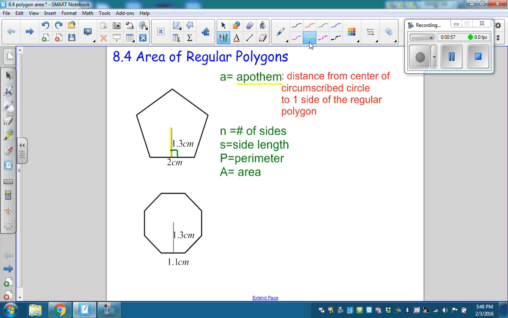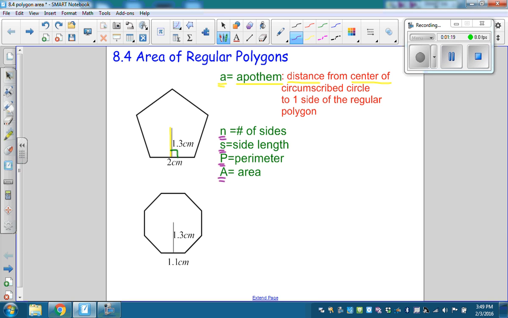So if you look at what I wrote here, it's the distance from the center of the circumscribed circle to one side of the regular polygon. It could be to any of the sides. So we're going to need to think about our variables here. Then they talk about n. N is just the number of sides. S is the side length. P is the perimeter. A is the area.